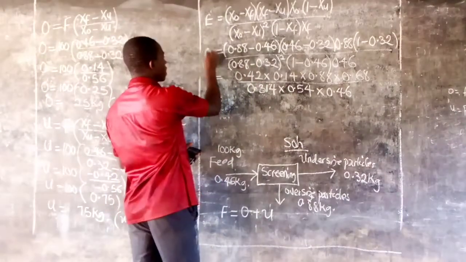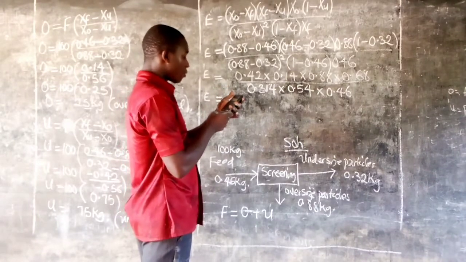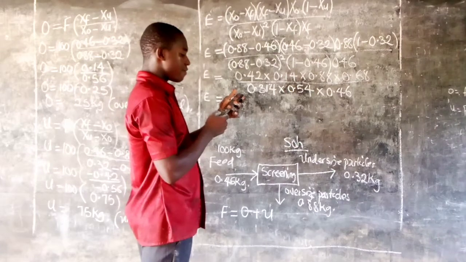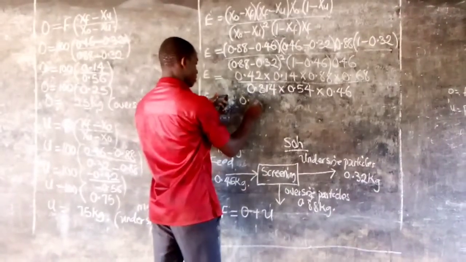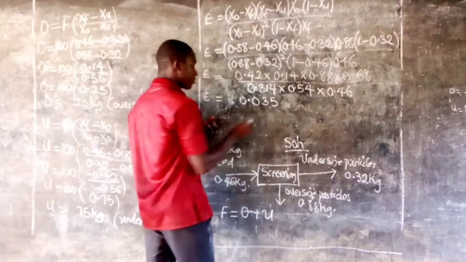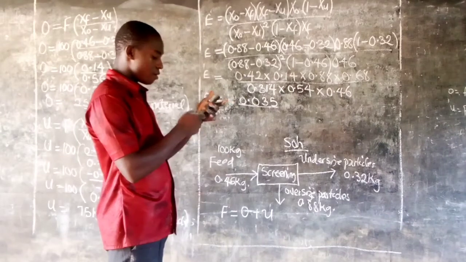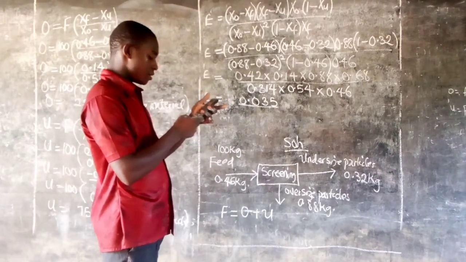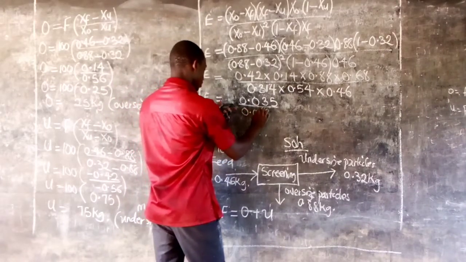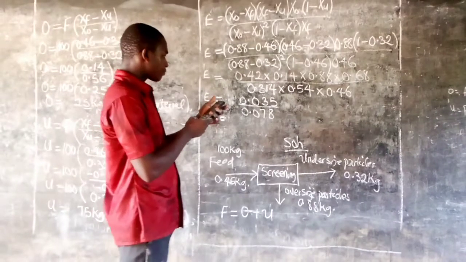Now this is equal to E, our effectiveness of the screen, and then we have 0.42 times 0.14 times 0.88 times 0.68, and that should give us 0.035, divided by, now we multiply this and this, so we have 0.314 times 0.54 times 0.46, and that is equal to 0.078.